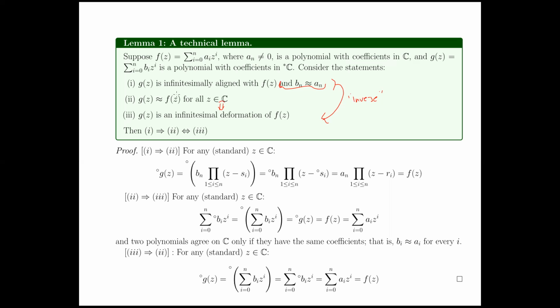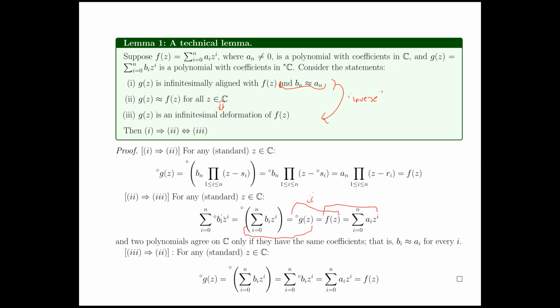How about showing that if G is approximately equal to F for all Z, then it's an infinitesimal deformation. That is, we want to show that the coefficients are the same if you know that the two things are equal everywhere. Well, this is again just the definition of F. This we're given by two. G is just this sum, so this again is just the definition. And then we can bring the standard part inside and take it term by term.